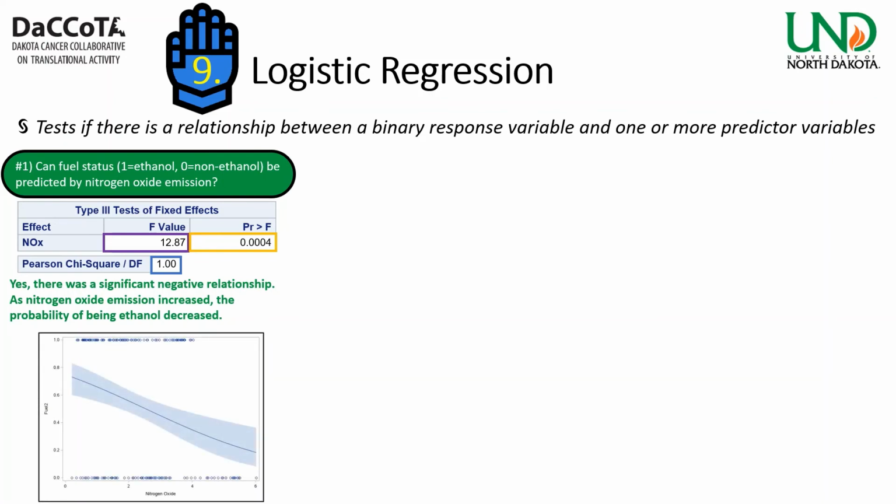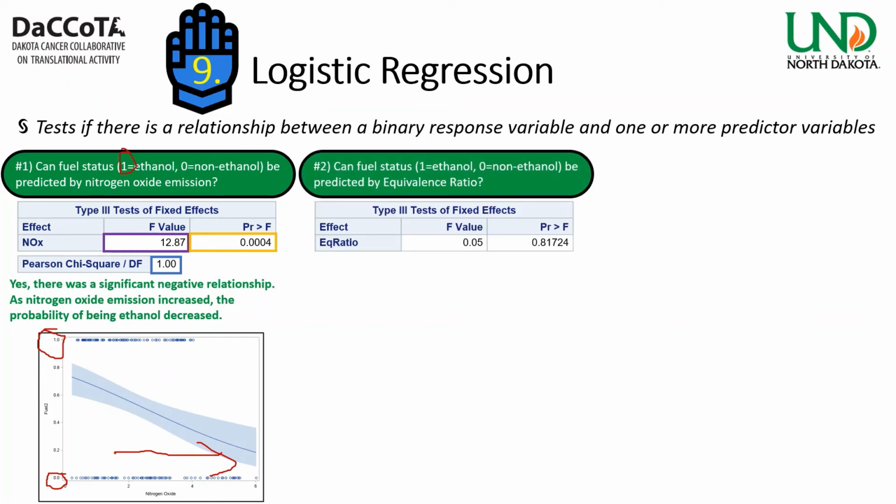And yeah, there was a significant negative relationship. As nitrous oxide increases, the probability of ethanol decreases. So these plots with logistic regression show probability. So the probability of it being ethanol, if 100% is over here, 0% down here. So as nitrous oxide goes up, the probability of you having a value of 1, ethanol, goes down.